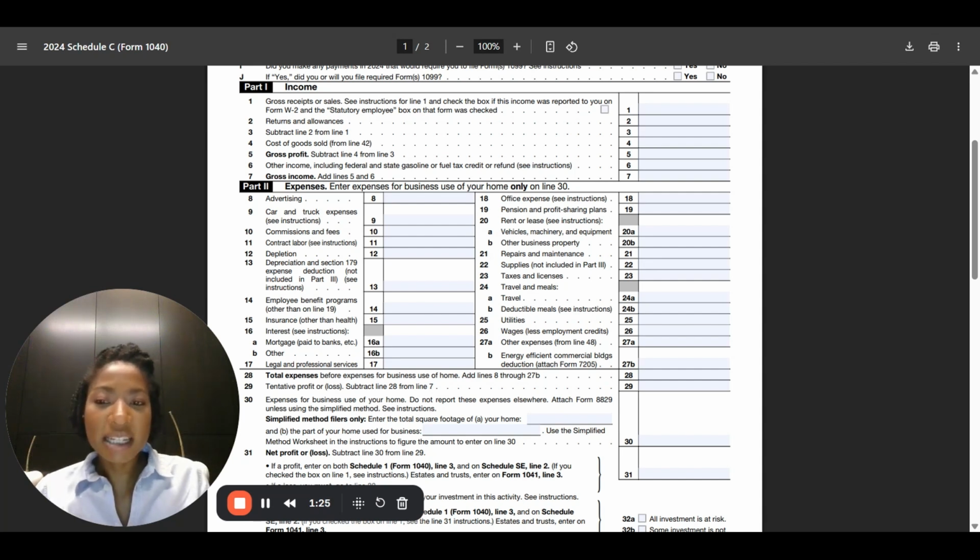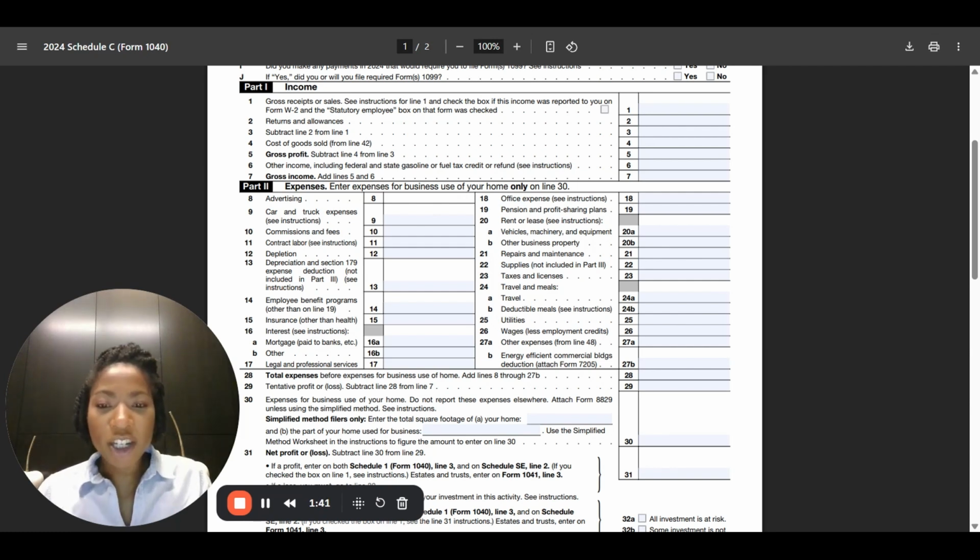Okay, so starting at the top, line 8 says advertising. So here you're going to input any expenses related to advertising your business. So on line 8, you'll input expenses related to advertising your business.